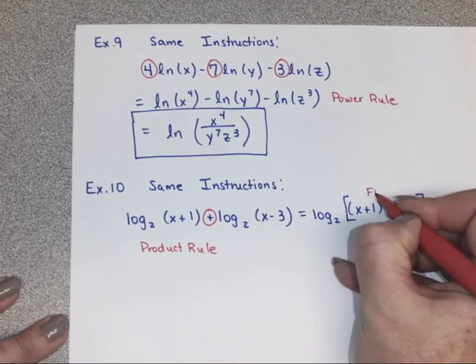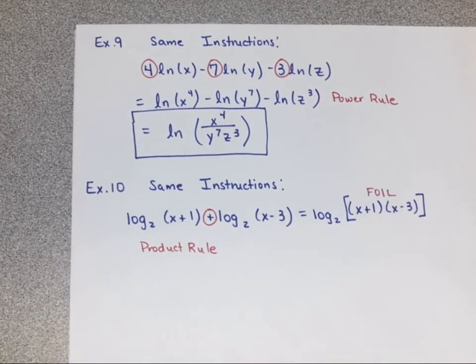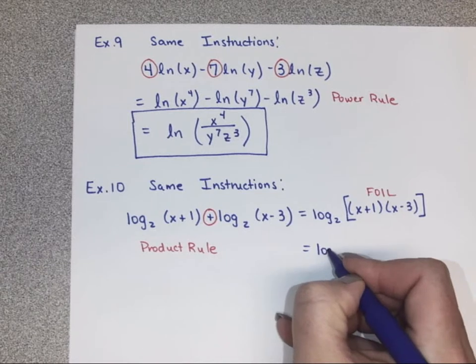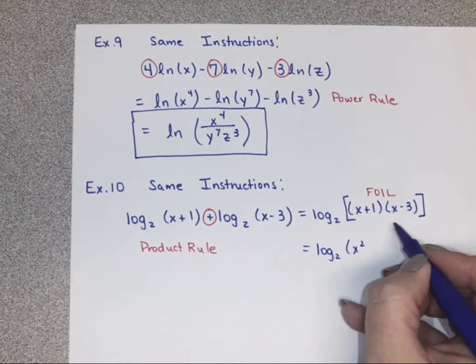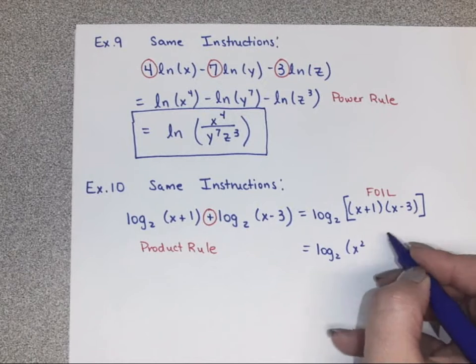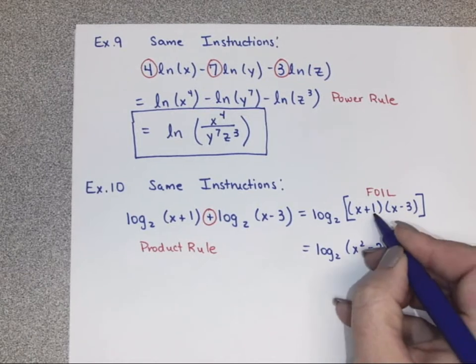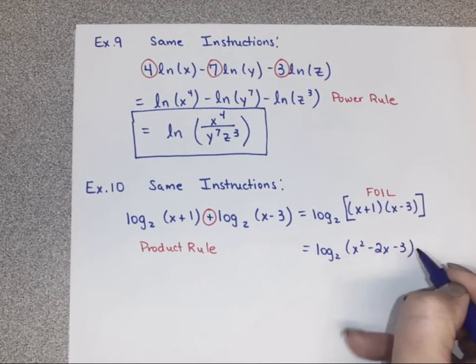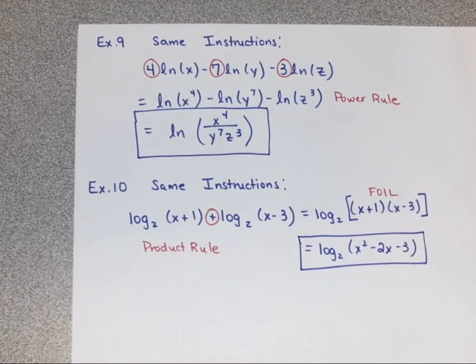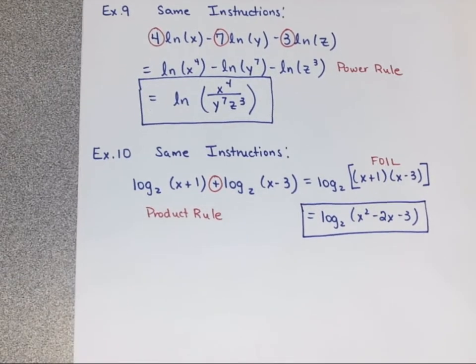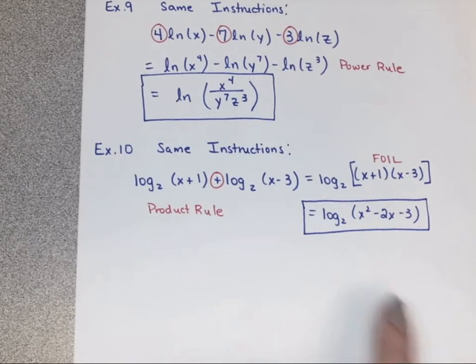But then I think we can clean this up a little bit by FOILing it. So the log base 2 stays. Then if you FOIL it, you're going to get x squared minus 3x plus 1x, so that would be minus 2x. And then 1 times negative 3 is negative 3. Some of this kind of stuff is what we're going to head to next time.